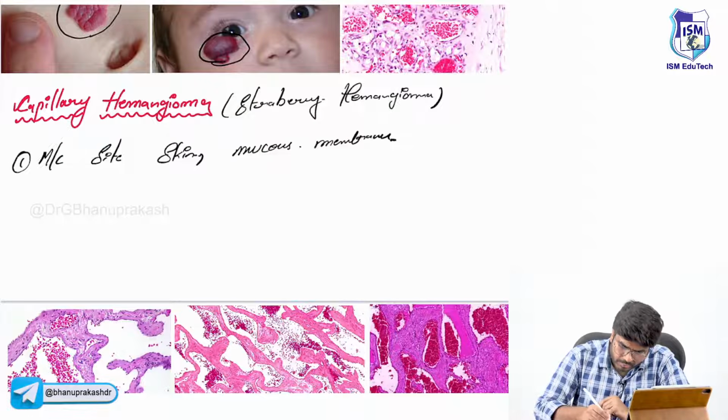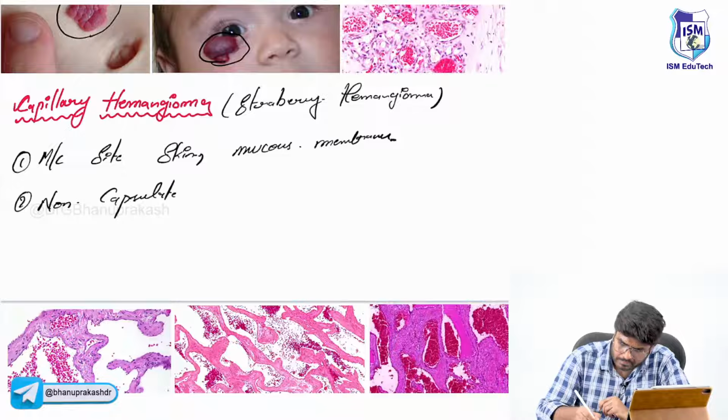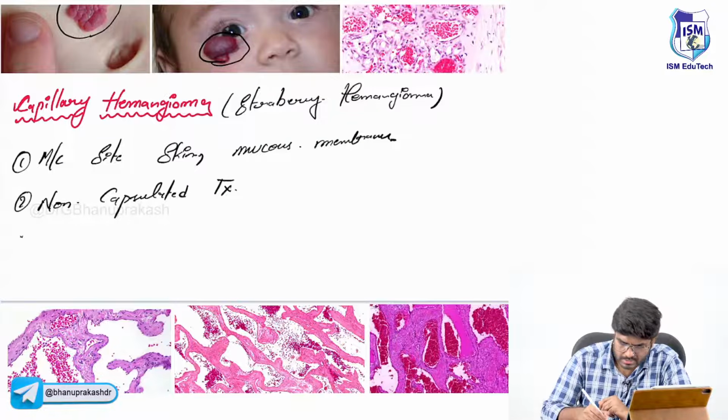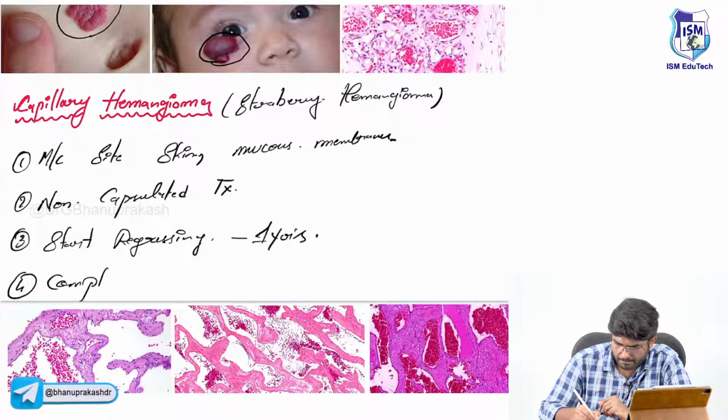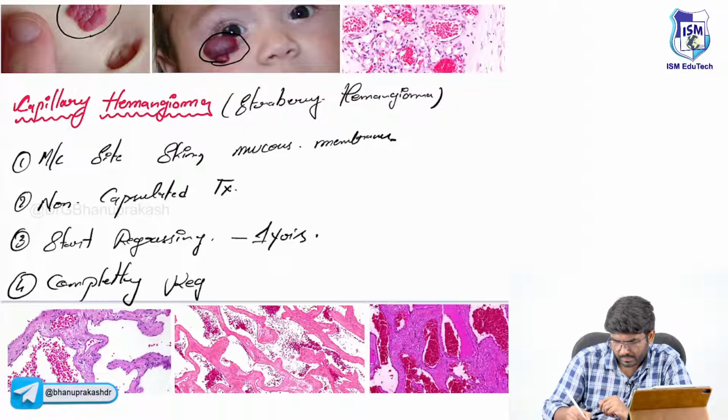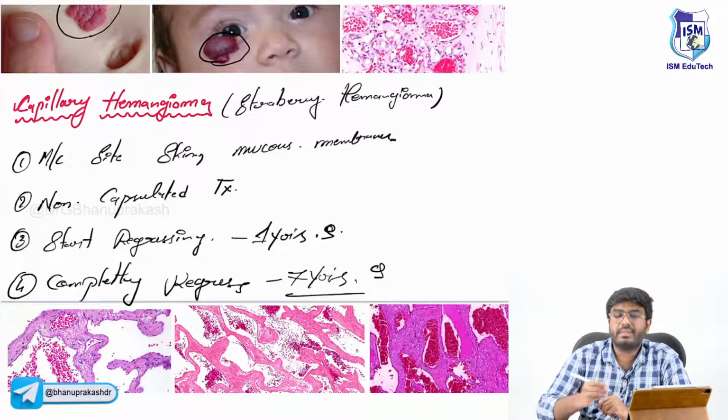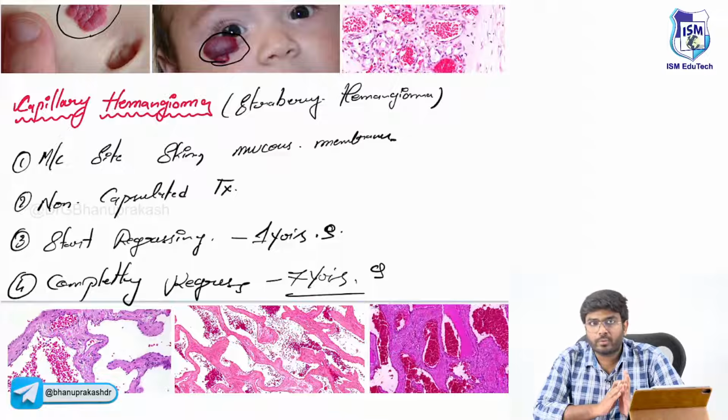They are non-capsulated tumors. They will start regressing by the age of 1 year and they will completely regress by 7 years. These are all MCQs. They are regressive in nature. They are not going to persist throughout life. They start regressing by 1 year and completely regress by 7 years of age.